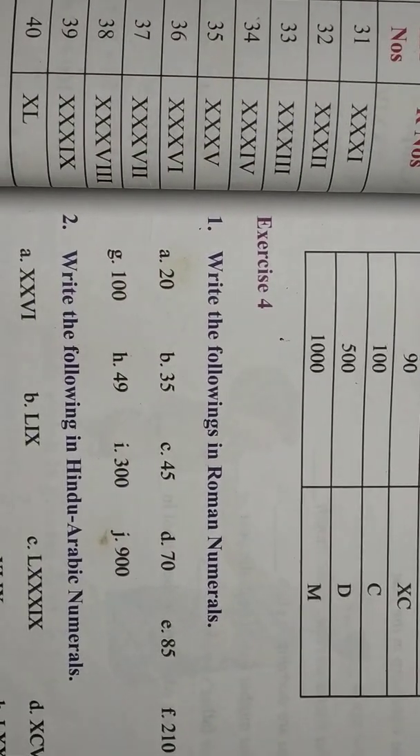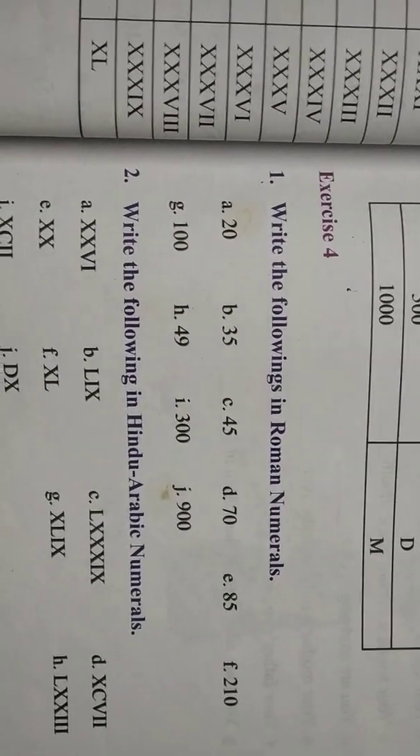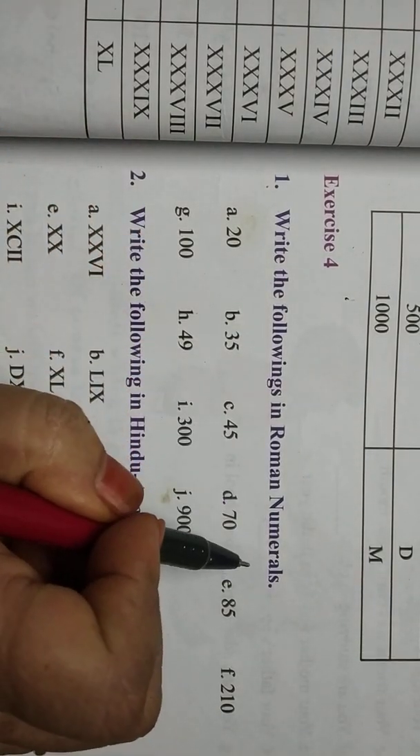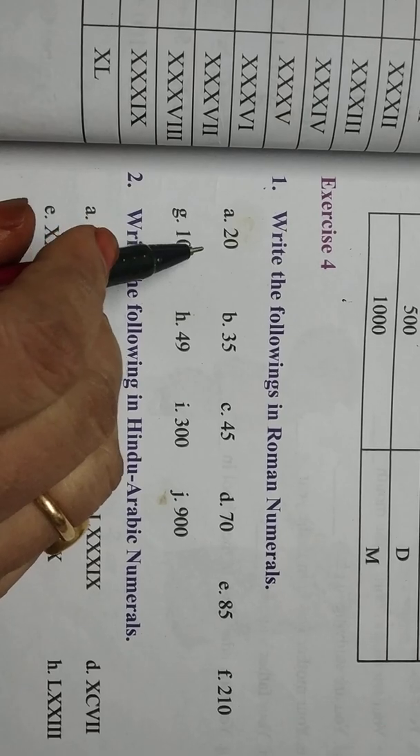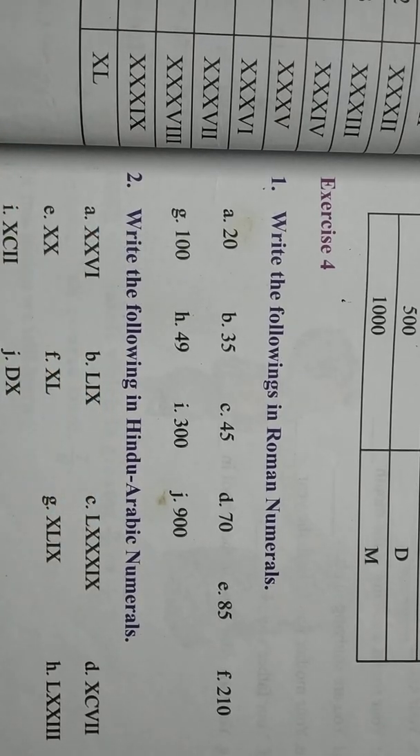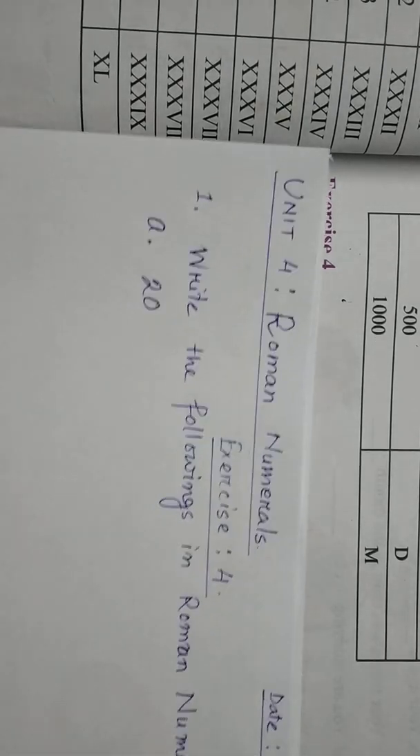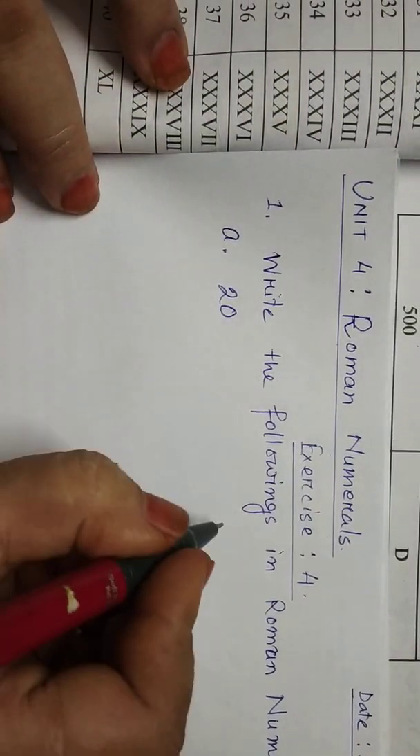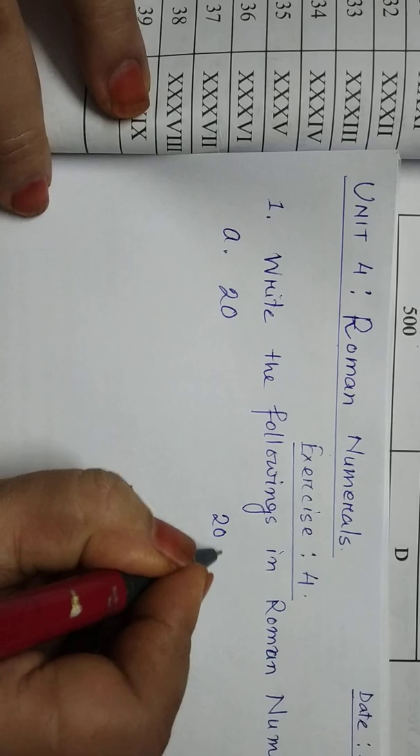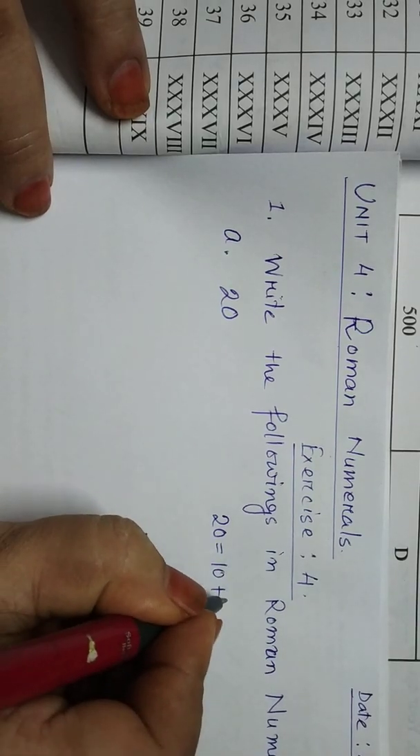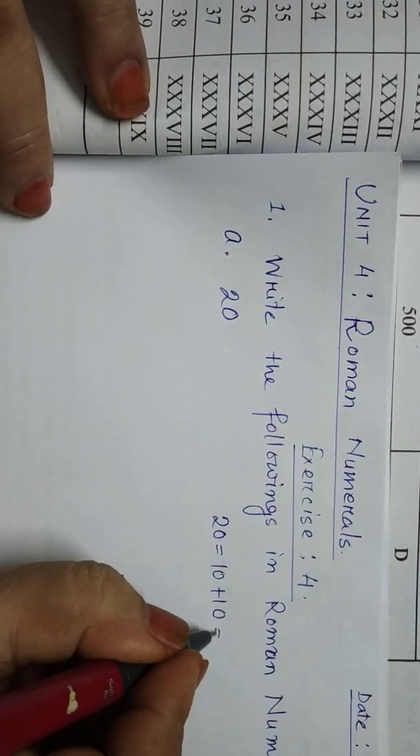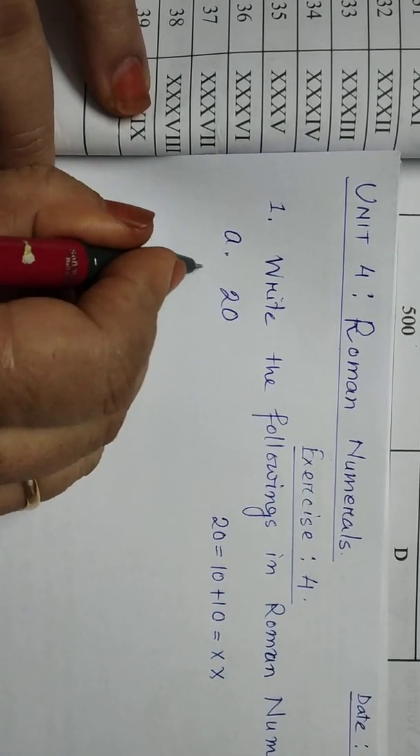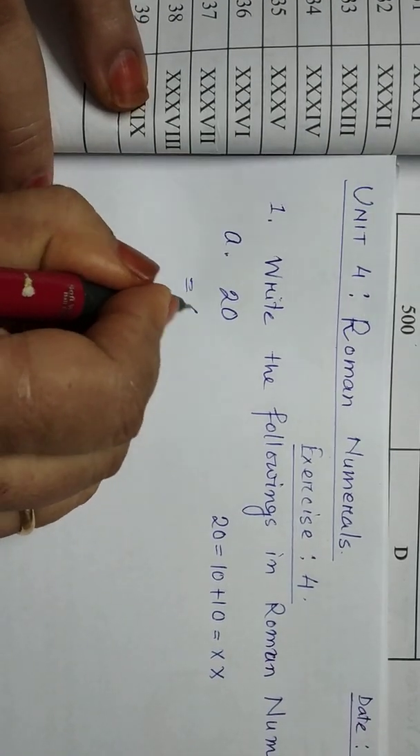Now we will start Exercise 4. In Exercise 4, the first question: write the following in Roman numerals. First one given is 20. 20 means 10 plus 10. 10 means X. That means 20 is equal to XX.